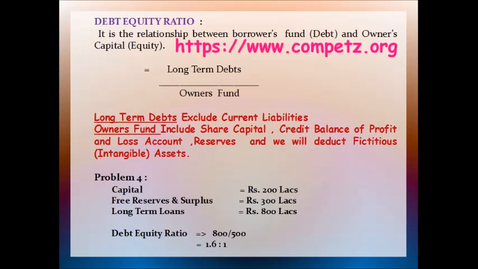Friends, next ratio comes your debt equity ratio. So friends, what is debt equity? Under which heading does it come? Debt equity means solvency ratio. Solvency ratio means the persons who have advanced money, who have given money to the business on a long term basis, are interested in the safety of their periodic payment of interest as well as repayment of the principal amount at the end of the loan period.